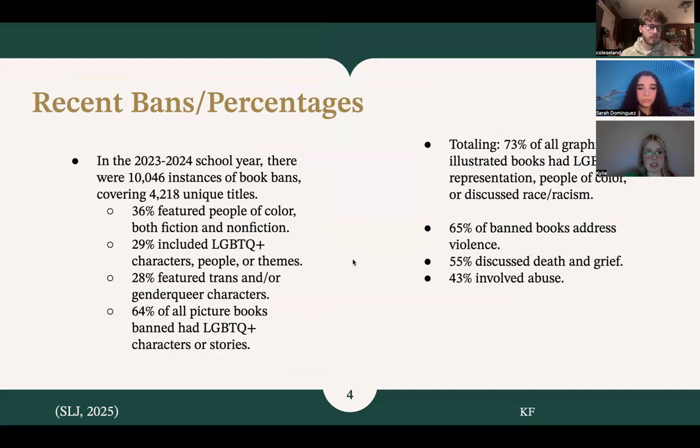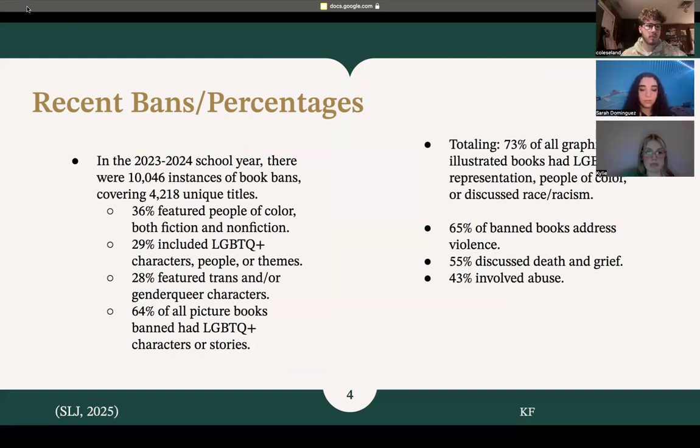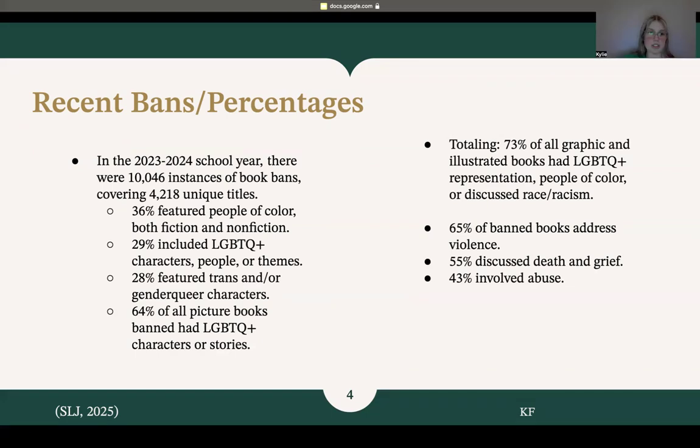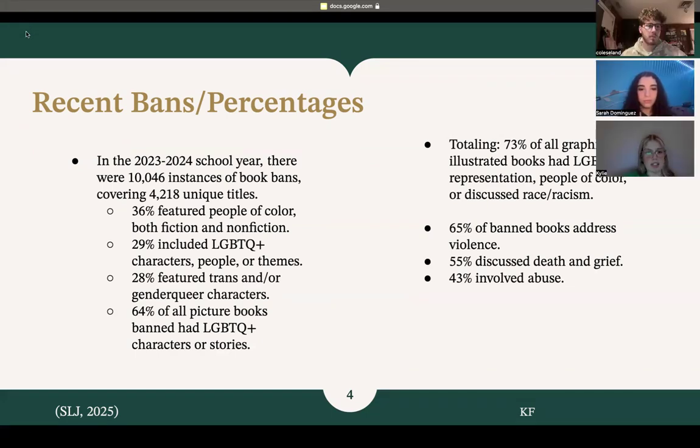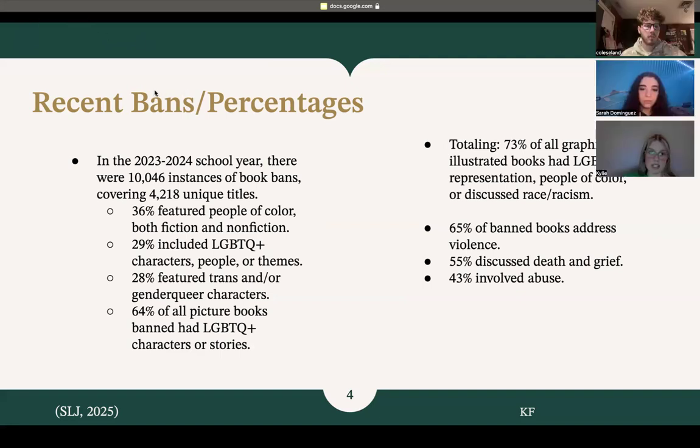Recent bans and percentages. In the 2023-2024 school year, there were 10,046 instances of book bans covering 4,218 unique titles. 36% featured people of color, both fiction and nonfiction. 29% included LGBTQ plus characters, people, or themes. 28% featured trans and/or genderqueer characters. 64% of all picture books banned had LGBTQ plus characters or stories, totaling 73% of all graphic and illustrated books had LGBTQ plus representation, people of color, or discuss race/racism.